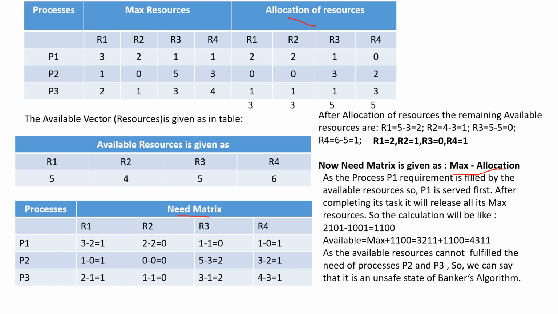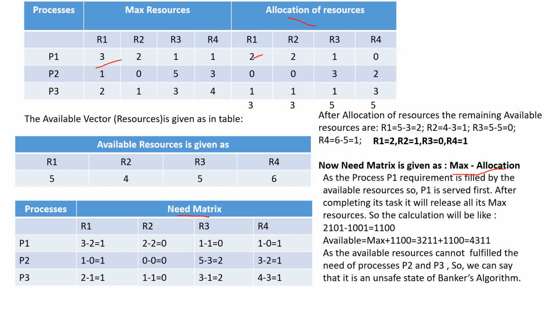Max minus allocation. So we will calculate the need for processes P1, P2, P3. The maximum requirement of process P1 for R1 is 3 and its allocation is 2, so need will be 3 minus 2, that is 1. In the same way for resource R2, the maximum requirement is 2 and allocated is 2, so it does not need any more. So 2 minus 2 is 0. In this way we will calculate the need matrix for processes P1, P2 and P3 of resources R1, R2, R3, R4.